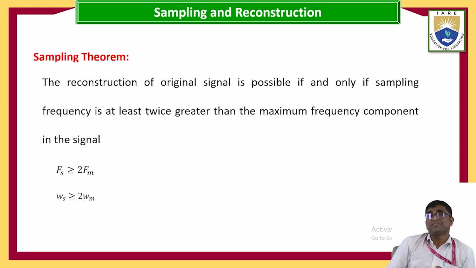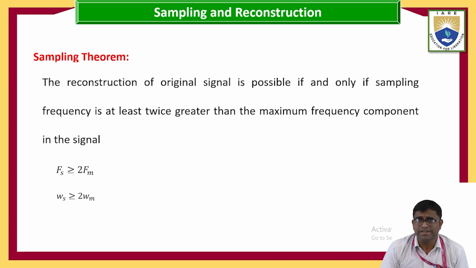That's why the digital control system overcomes the analog control system. It is easy to maintain the operations in a digital control system. Why? Because of having a frequency greater than the maximum frequency. That is, f of s is greater than or equal to 2 f m, and the natural frequency w of s equals 2 into f m.